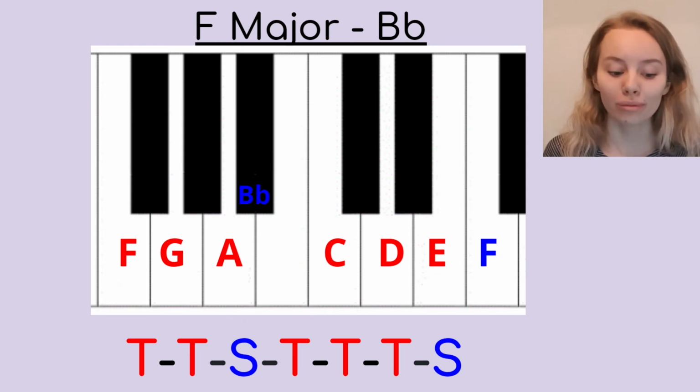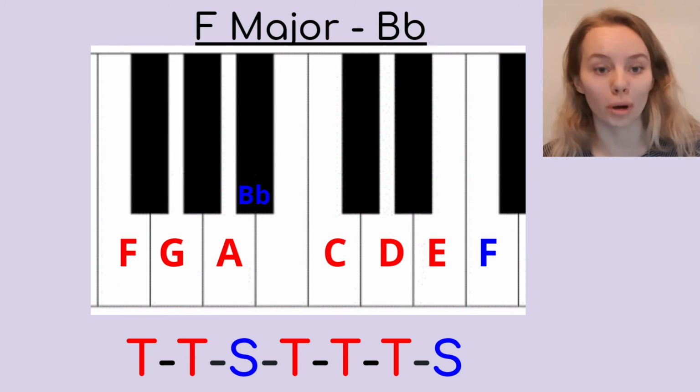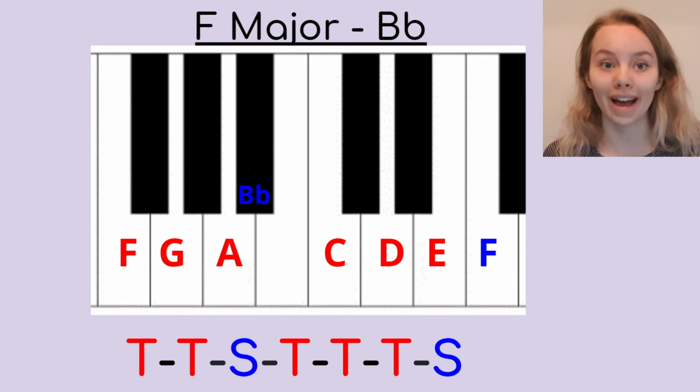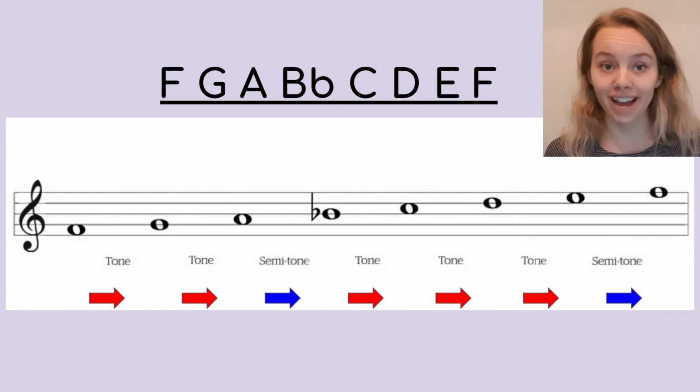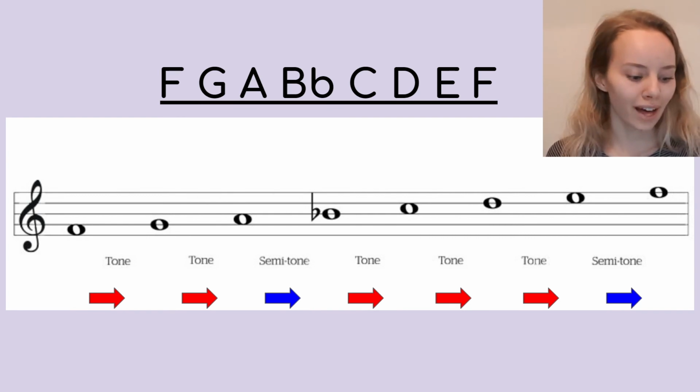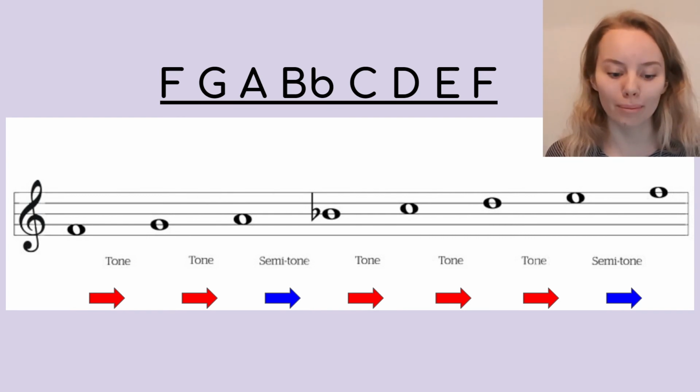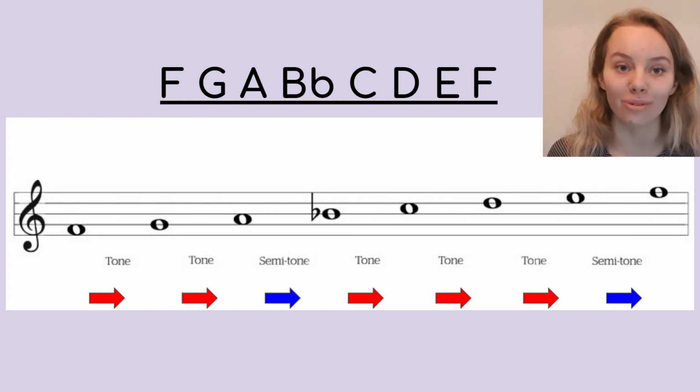Then we're doing another tone, B flat to C, another tone, D, another tone, E, and then our final semitone of our pattern takes us to F. So we start on the F, we end on the F, and that is our F major scale. So using that formula, we were able to work out exactly what our F major scale was.